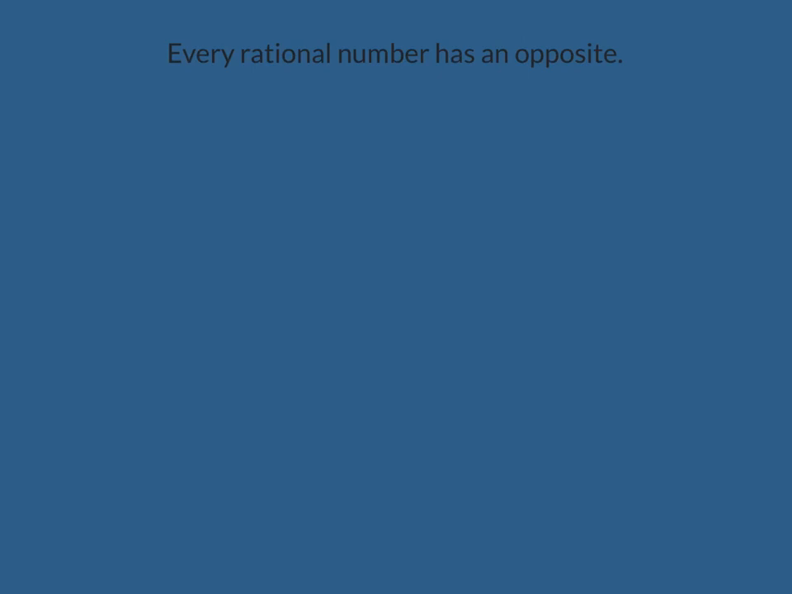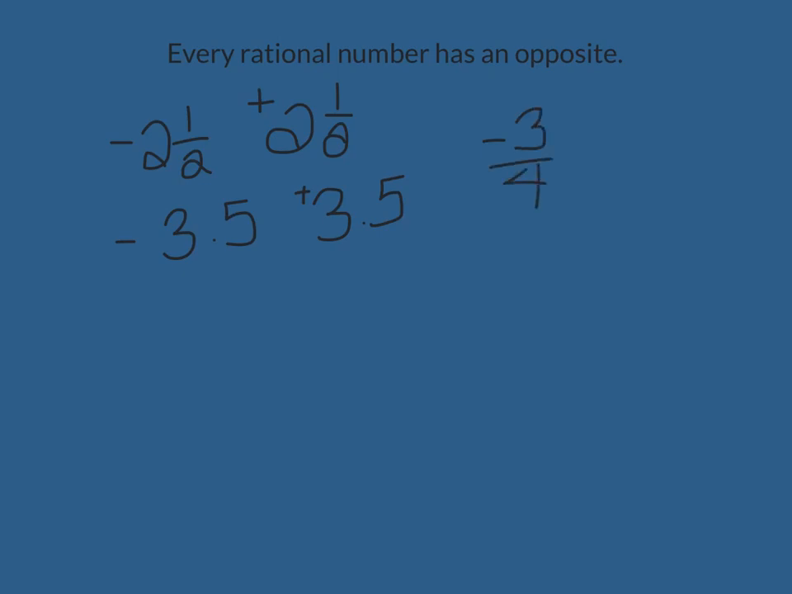So every rational number has an opposite. So the opposite of negative 2.5 is 2.5. Then we have negative 3.5. The opposite of that would be 3.5. I'll put a little positive there. Okay, the opposite of negative 3/4 is positive 3/4. And the opposite of 2/10 is negative 2/10.